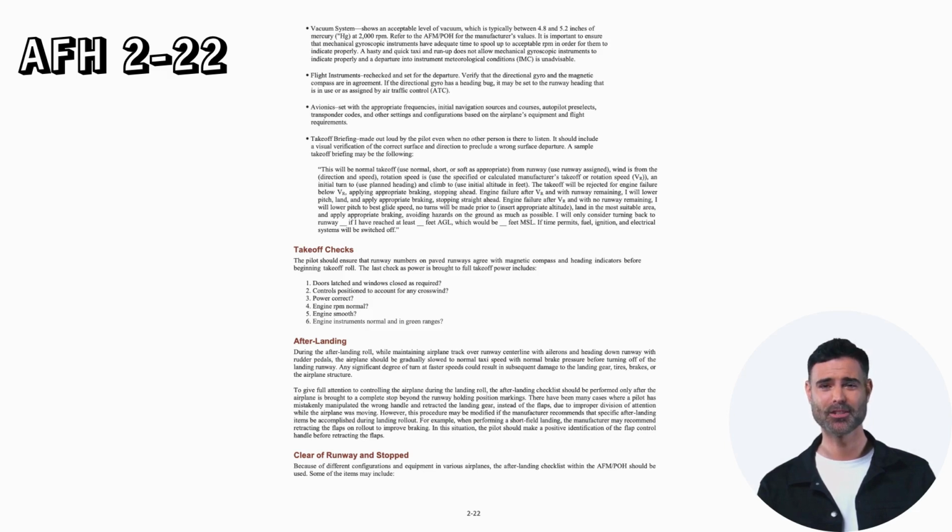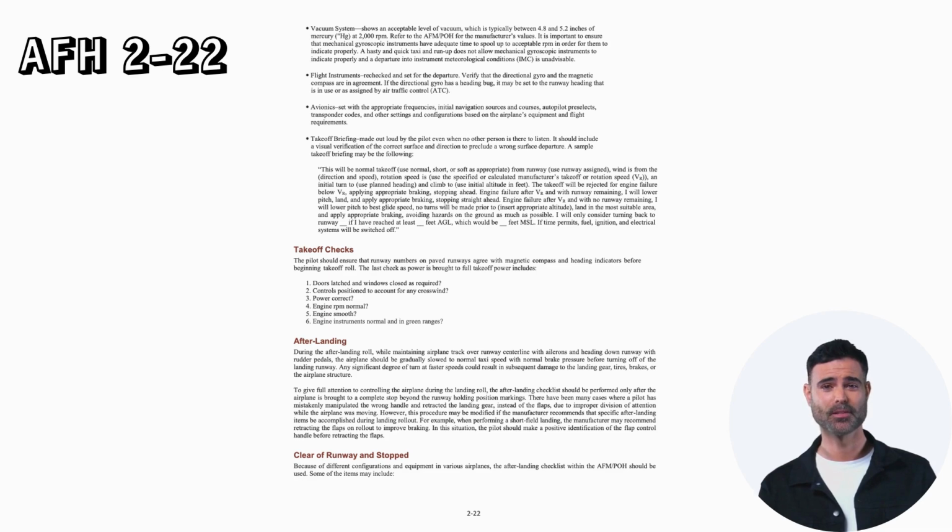There have been many cases where a pilot has mistakenly manipulated the wrong handle and retracted the landing gear instead of the flaps due to improper division of attention while the airplane was moving. However, this procedure may be modified if the manufacturer recommends that specific after-landing items be accomplished during landing rollout. For example, when performing a short field landing, the manufacturer may recommend retracting the flaps on rollout to improve braking. In this situation, the pilot should make a positive identification of the flap control handle before retracting the flaps.